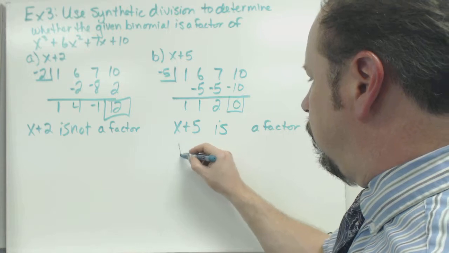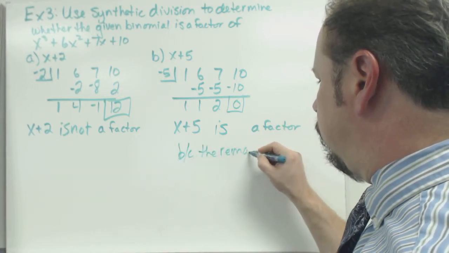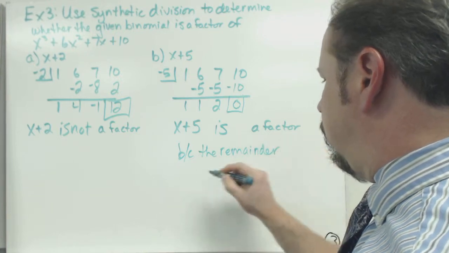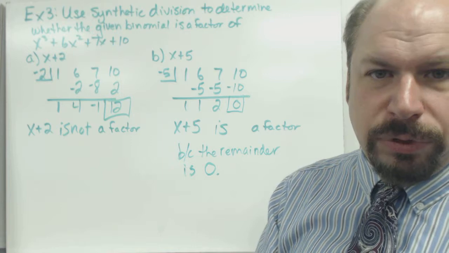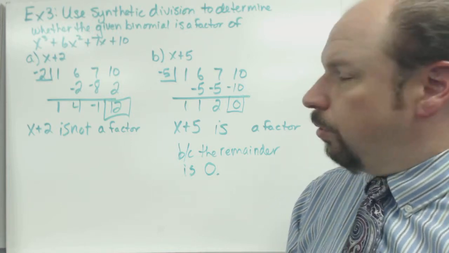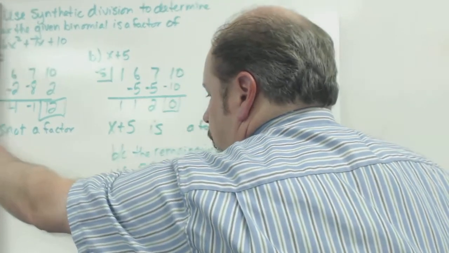So, because the remainder is 0. Okay, so that's why we know it's a factor, because that remainder is 0. Okay, so that's it for that one.